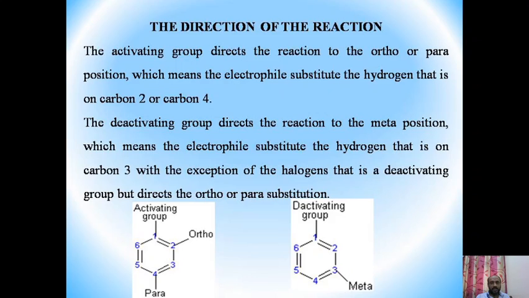Whereas if a deactivating group is present in the ring system, it will direct the newcomer group to be attached at the third position, that means the meta position. The deactivating group directs the reaction to the meta position, which means the electrophile substitutes the hydrogen on carbon 3, with the exception of the halogens, which are deactivating groups but direct ortho or para substitution.